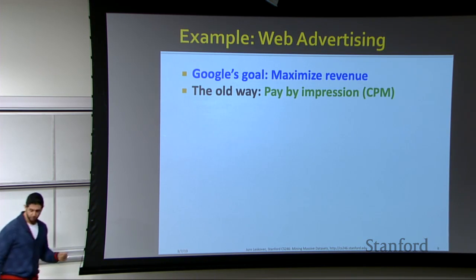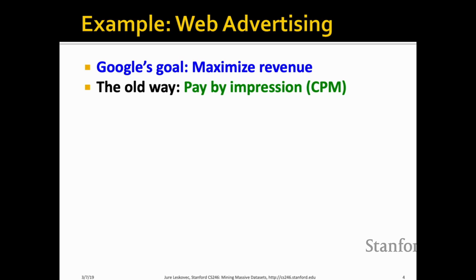So let's go to the web advertising example that we've seen on Tuesday, and let's try to make it a bit more advanced, okay? So you're a company, you're Google, you are one of the many companies here in the Valley that are sustained through ads. What is your goal? It's to maximize revenues, right? So you want to show as many ads as possible.